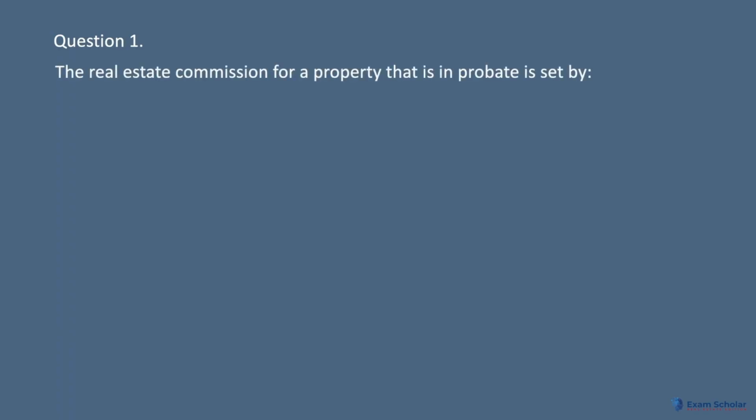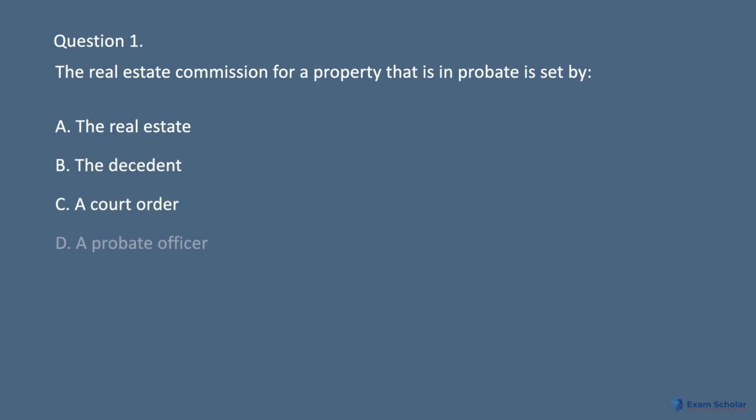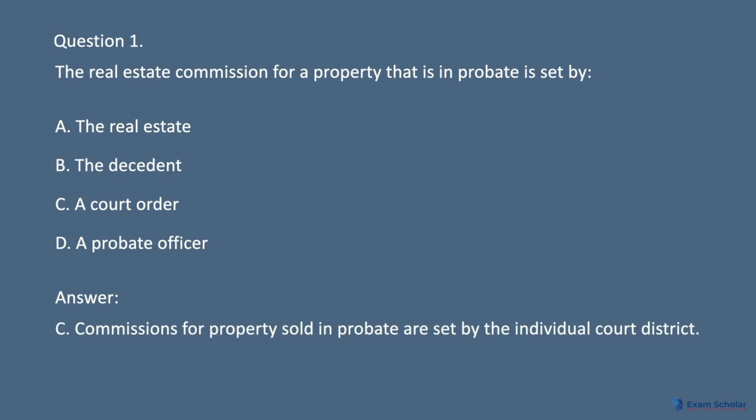Question 1. The real estate commission for a property that is in probate is set by A. The real estate, B. The decedent, C. A court order, D. A probate officer. Answer: C. Commissions for property sold in probate are set by the individual court district.